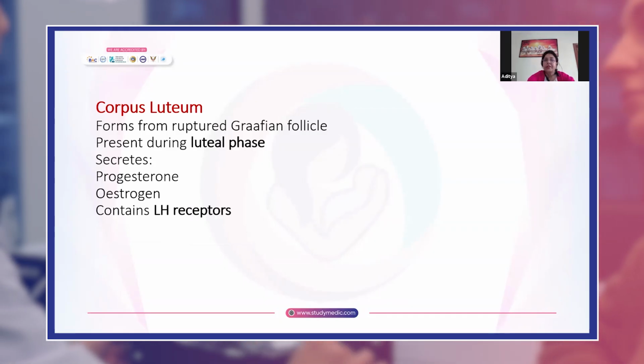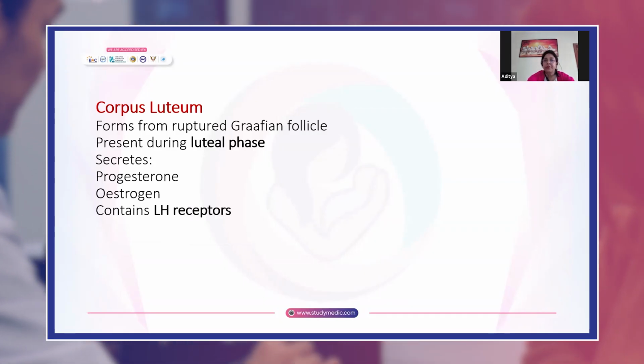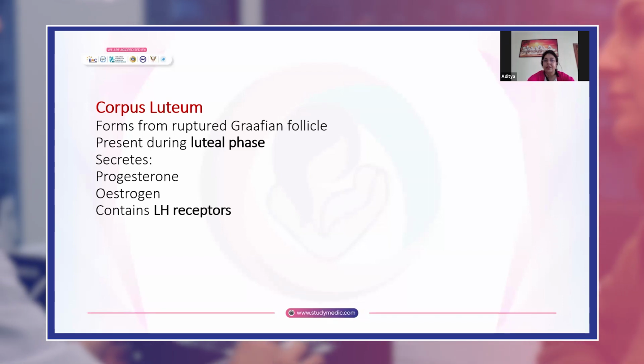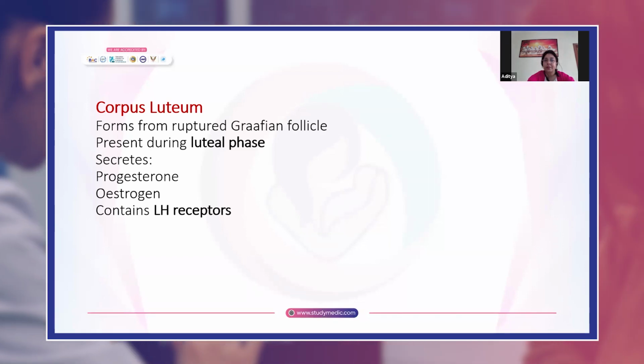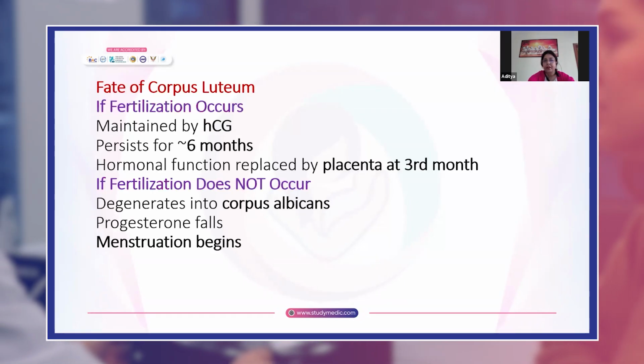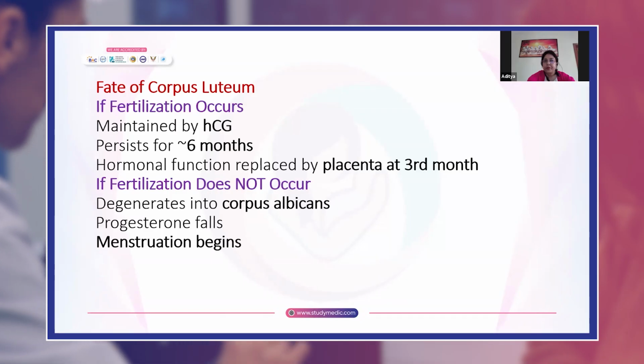So, corpus luteum, once it is formed from the ruptured Graafian follicle, is present during the luteal phase and contains the LH receptor. It secretes progesterone, which is the main hormone, as well as estrogen and inhibin. What is the fate of the corpus luteum?